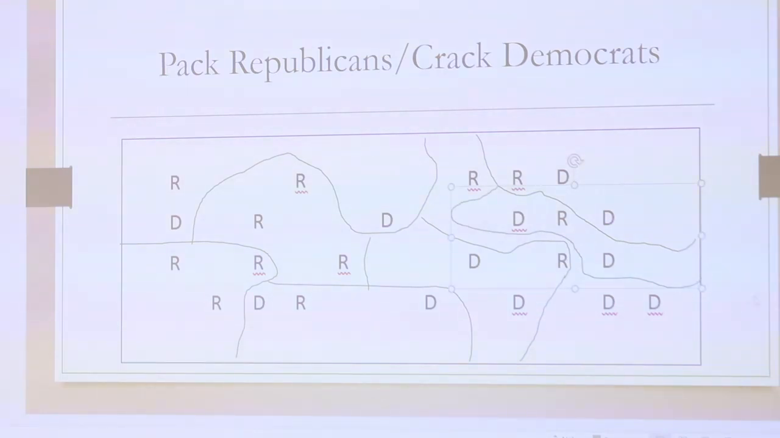All right, so you can see that. Now I've got two packed Republican districts and six cracked Democratic districts. So again, the vote is 50-50, but drawn this way, now the Democrats are going to get 75% of the seats. Republicans will only get 25%. Did you have any luck drawing your gerrymanders? Okay, very good.